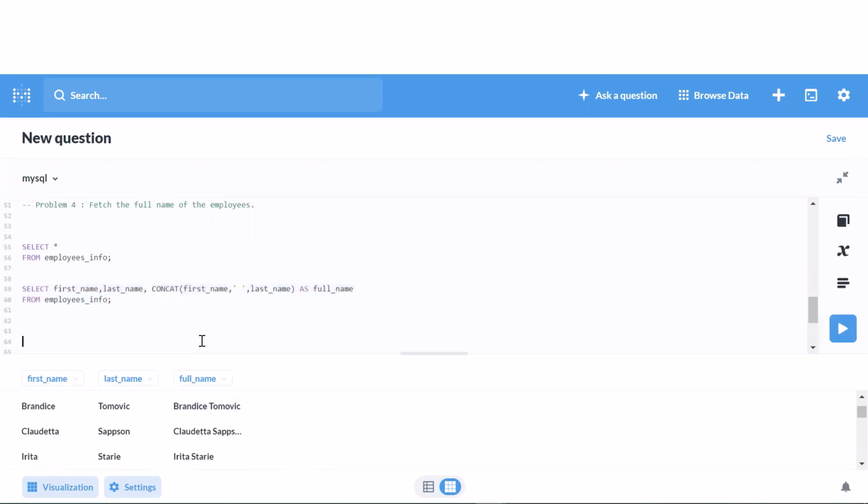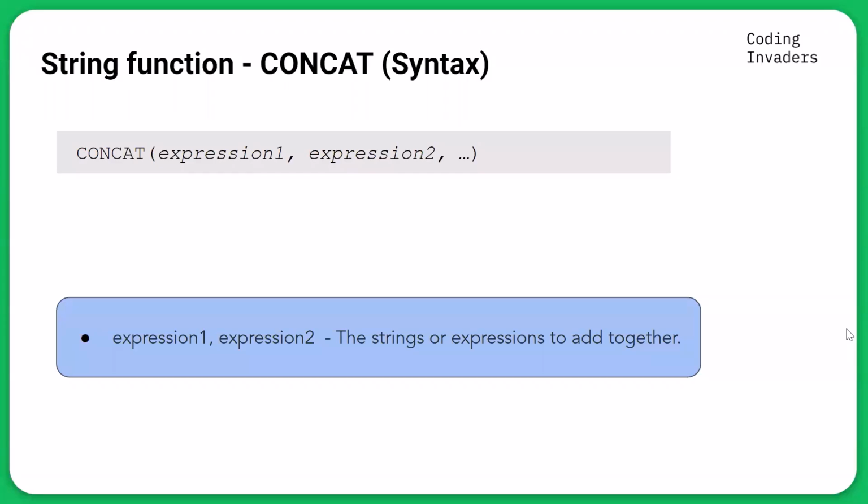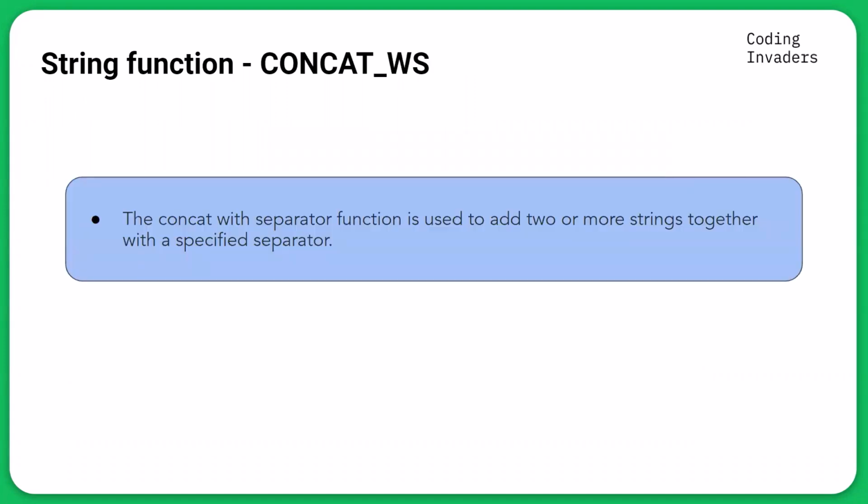Now let us see the syntax of concat. Concat, as I said, it can take n number of expressions. Expressions are the strings which you want to add together. In our case, we have used 3 strings. The first name, a space, and the last name. The next string function is concat_ws. That is concat with separator function. That is used to add 2 or more strings but with a specified separator.